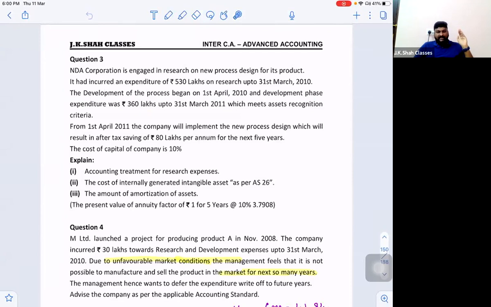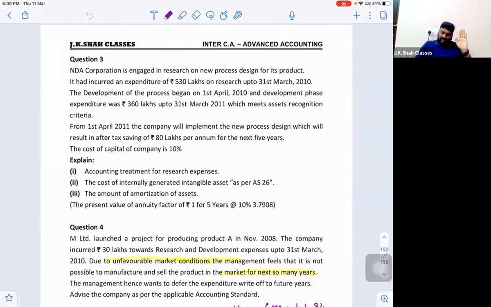From 1st April 2011, the company will implement the new process design, which will result in after tax saving of 80 lakh rupees per annum for the next 5 years. Cost of capital 10%, and they have also given you the discounting factor. 3 things they are asking, same as the previous question. What should you do for research expense? What should be the cost of internally generated asset? And what should be the amount of amortizations to be charged on the asset for 5 years? So can I say exactly same question?